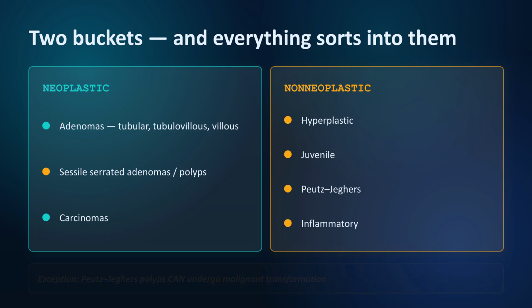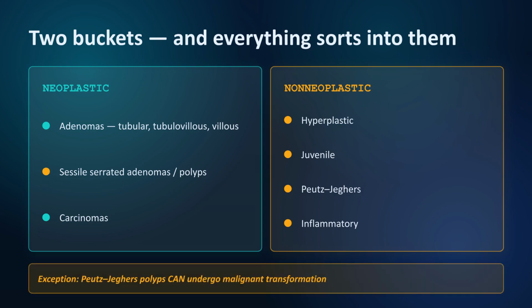But hold one exception in mind. Peutz-Jeghers polyps can undergo malignant transformation. The wall is not perfectly solid.